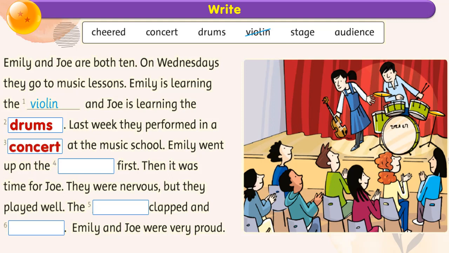Emily went up on the stage first. Then it was time for Joey. And they were nervous, but they played well. Who claps? The audience. The audience clapped and cheered. Emily and Joey were proud. Okay.